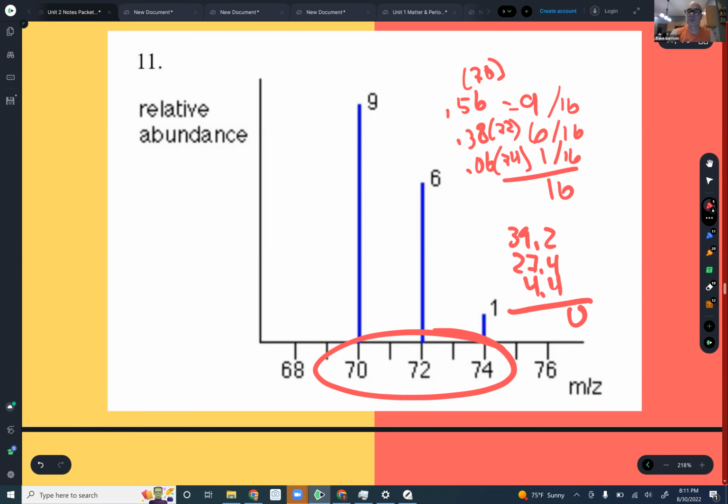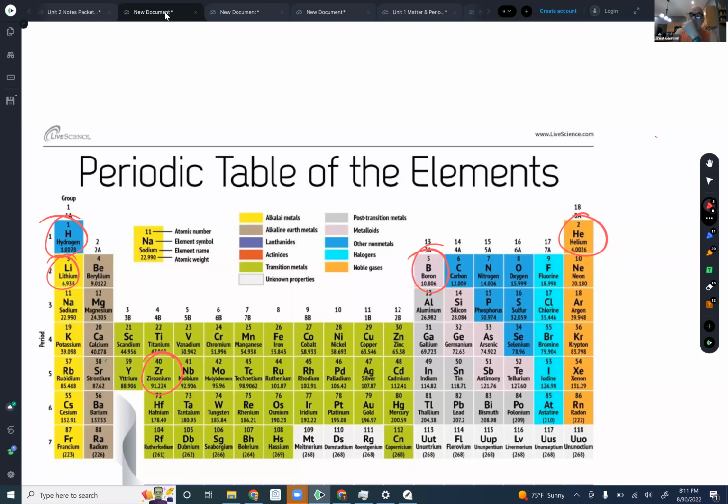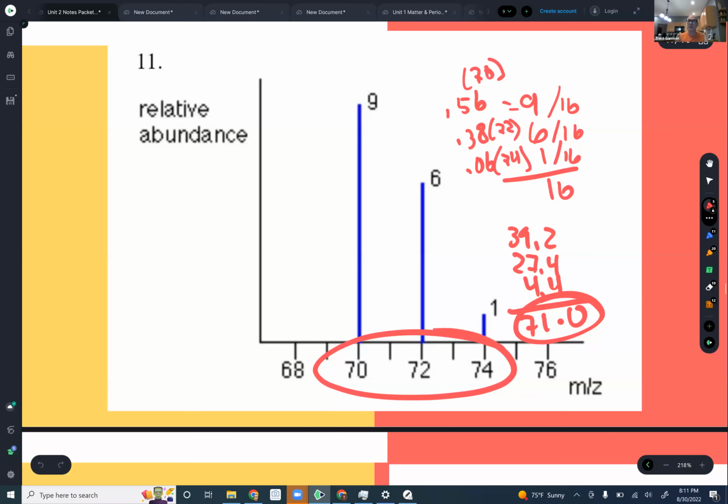We add those together: 39.2 plus 27.4 plus 4.4, and you get 71. What element weighs 71? Well, let's go find out. What element is close to 71? It's somewhere in here. Germanium, it looks like, is probably what the answer should have been. That's 72, close enough. Okay, so here we go.